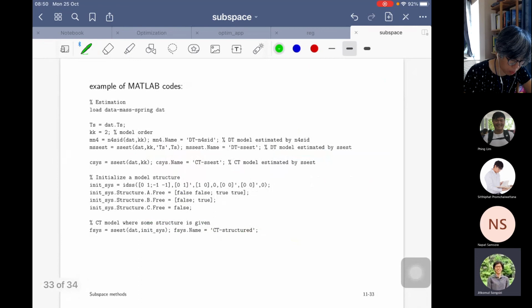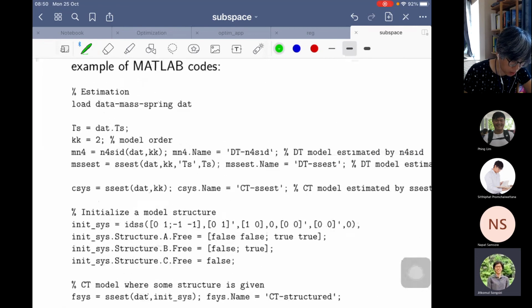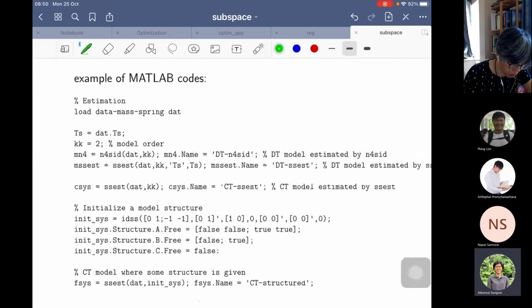This is an example of the Matlab code in this experiment. Here I didn't vary the model. I specify order 2 for the initial model and for N4SID. You use the N4SID command for the one estimated by subspace.